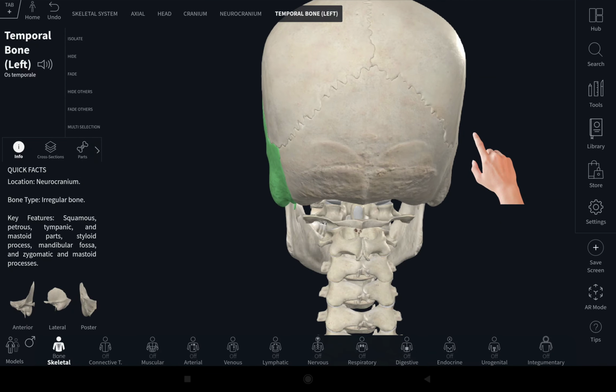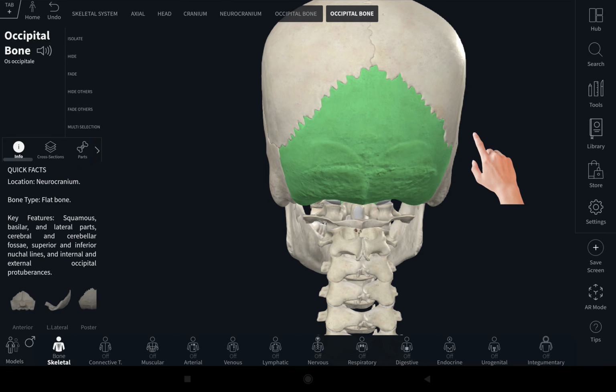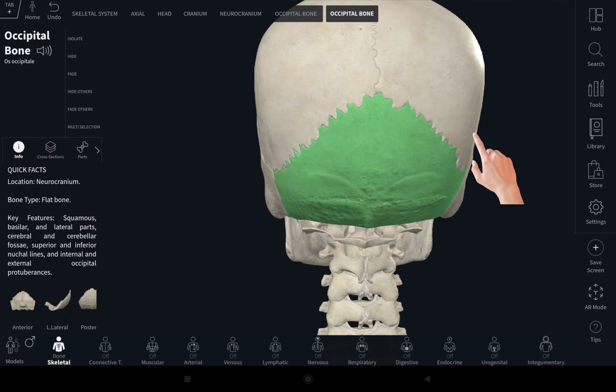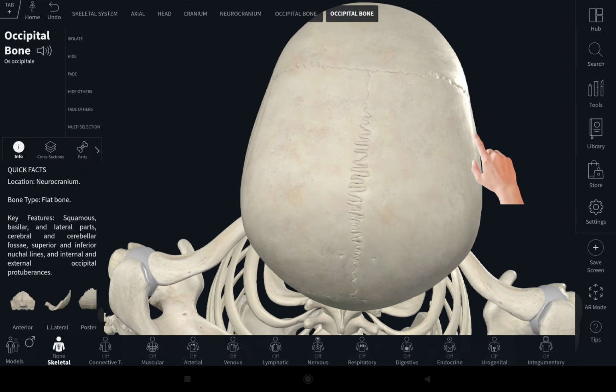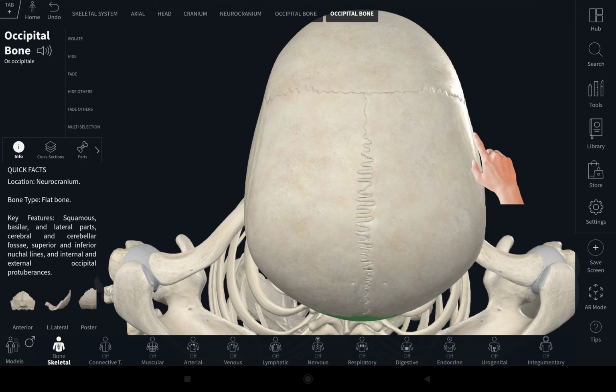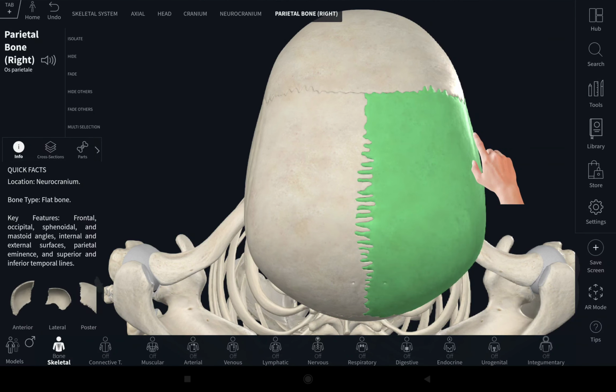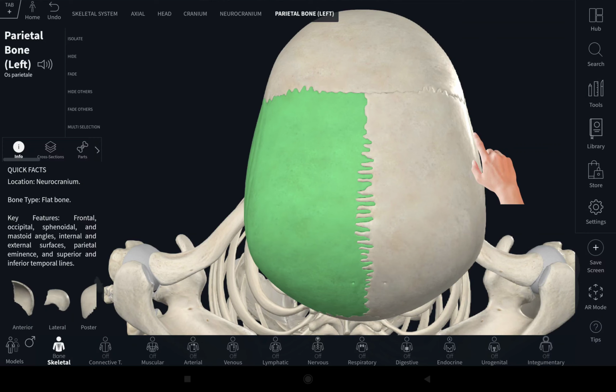The posterior portion of your skull is the occipital bone. It is a single bone. And above your head, there is another paired bone, which is called the parietal bone. This is the right half of the parietal bone, and this is the left half of the parietal bone.